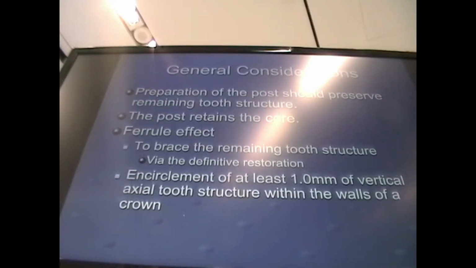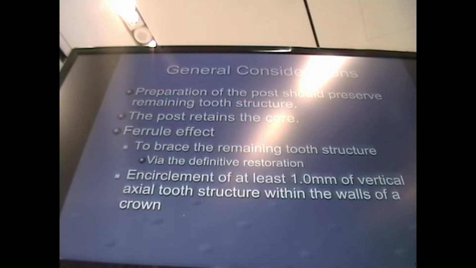Preparation of the post should preserve the remaining tooth structure. The post retains the core. Remember, I told you that at the beginning of class, the function of the post is to retain the core. The post doesn't reinforce the tooth, doesn't make it any stronger, and you'll remember that for the rest of your life after you leave dental school.